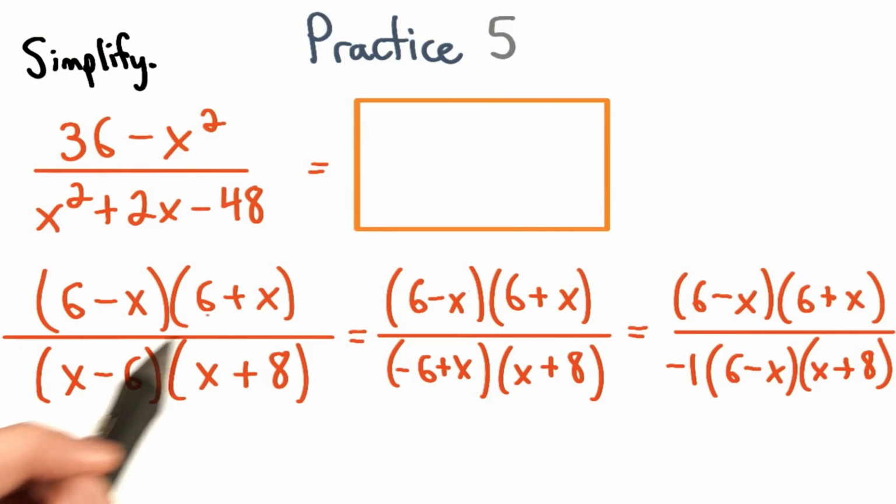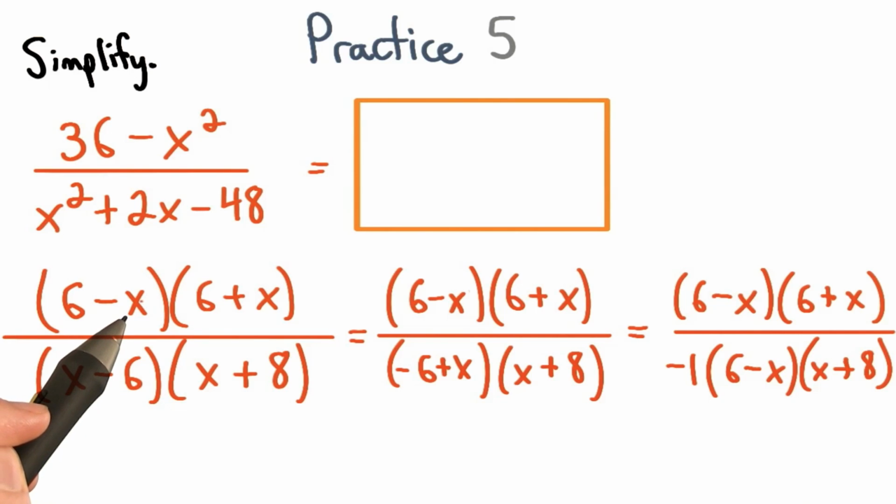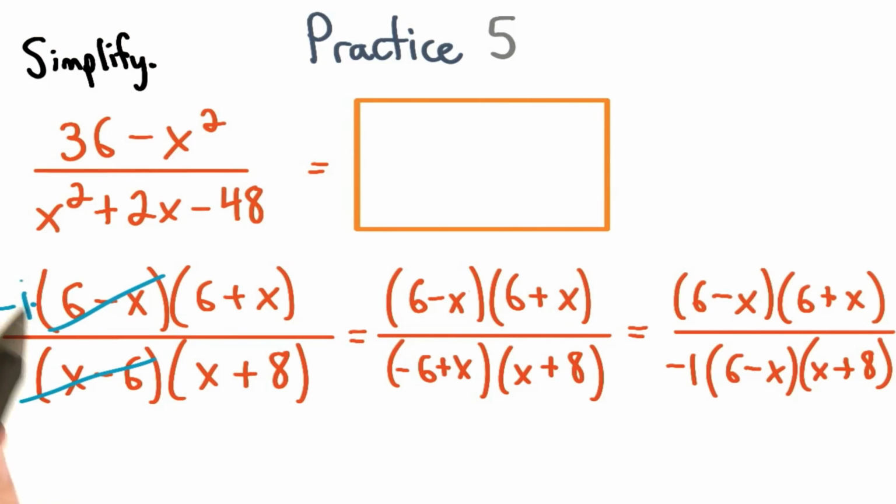When I look at my factors, it doesn't seem as if anything can simplify out to equal 1. But if I look at these two factors, I can see that these are opposite polynomials. The constant term 6 is positive while this one's negative, and the x term is negative here while this x term is positive. This means I'll have a factor of negative 1.